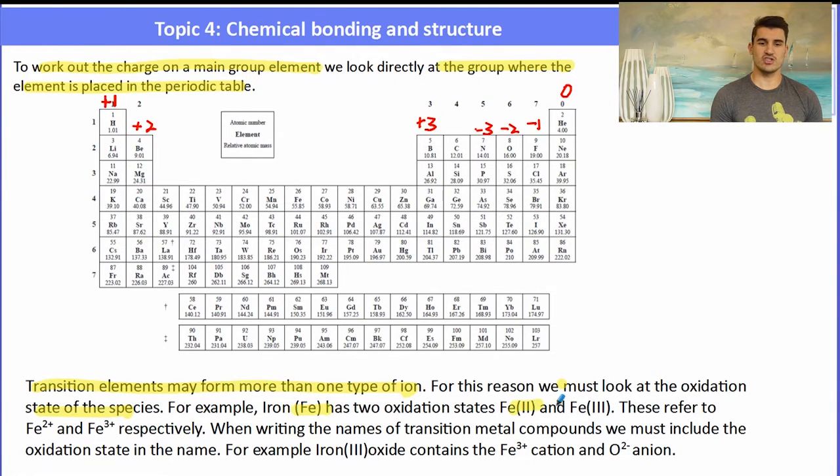Remember that the transition metals often have multiple oxidation states. So when we identify the state or the charge on one of the transition metals, we need to make sure that we write the Roman numerals if we're asked to write the name.